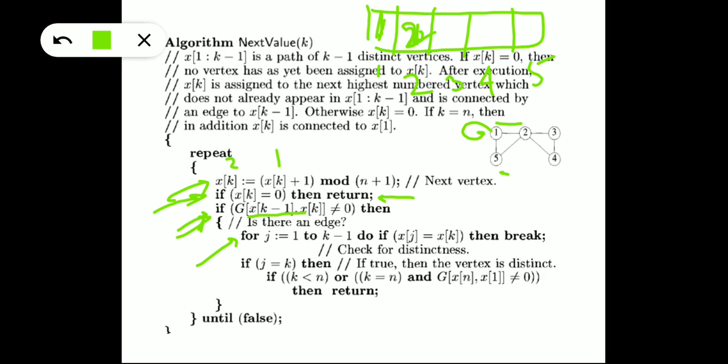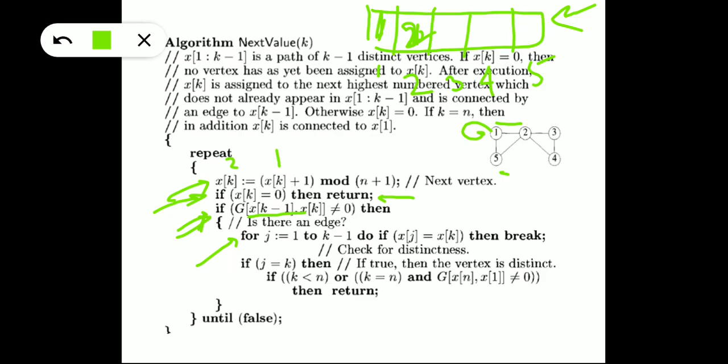Here we check for the distinctiveness of the vertex. We have already seen the constraints for the solution vector, wherein every vertex must be visited exactly once, therefore the vertices should be distinct. If same, then again we are going to break out.